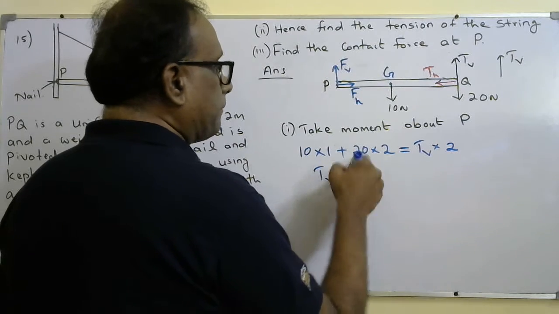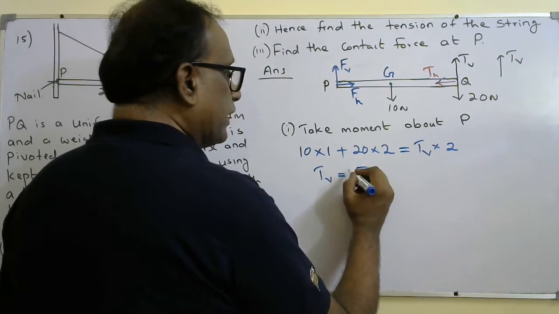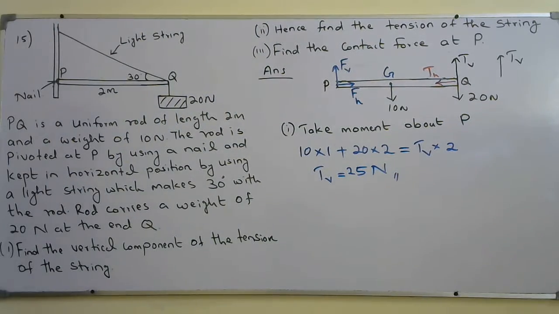So that will be 10 plus 40, 50 Newton divided by 2. So it's going to be 25 Newton. That's the vertical component of the tension, 25 Newton.